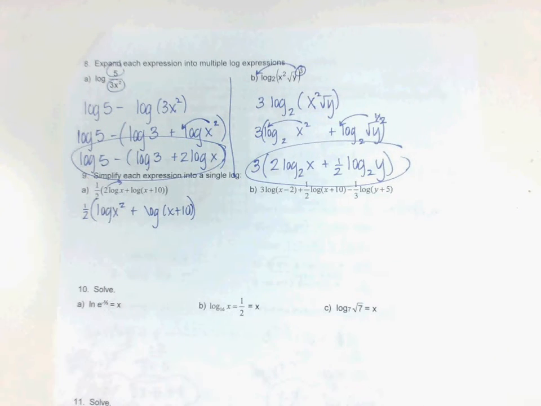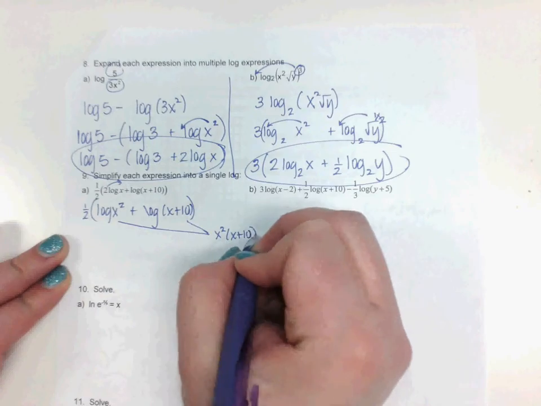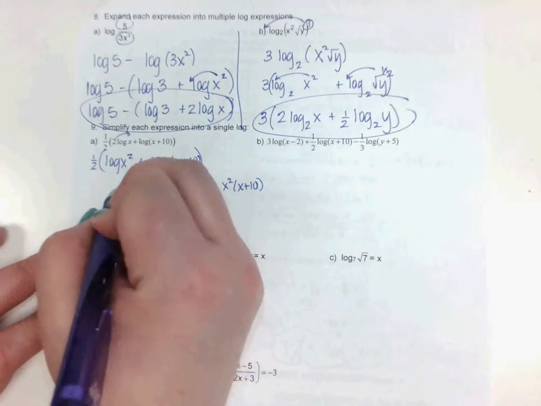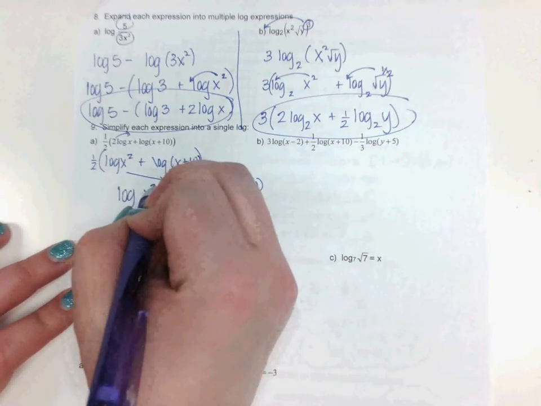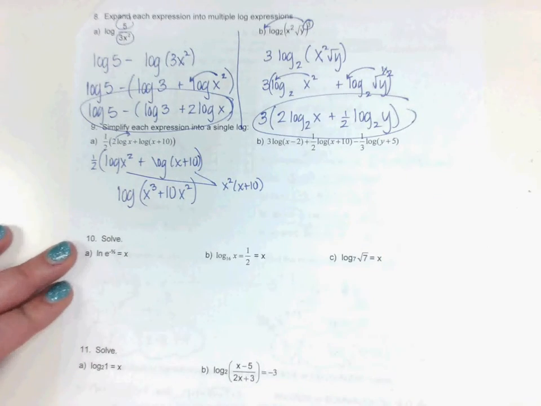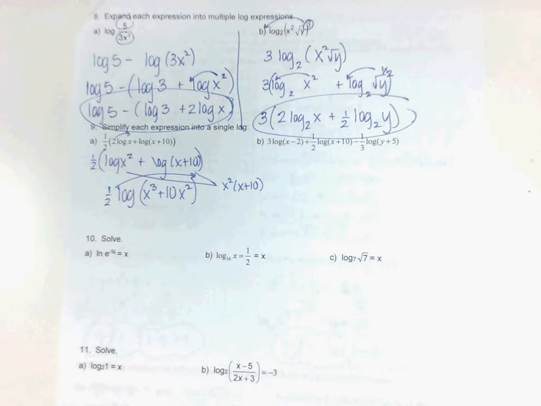So far so good? Okay, these logs are added. How do I combine? Multiply, very good. What is x squared multiplied by x plus 10? Well, I'm going to have to distribute. X cubed plus? Good job. And then what's my last step with that 1/2 in the front? Bring it up.